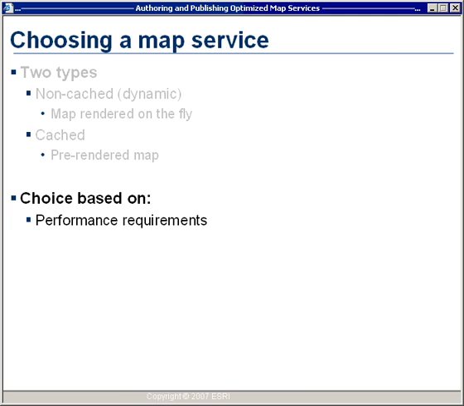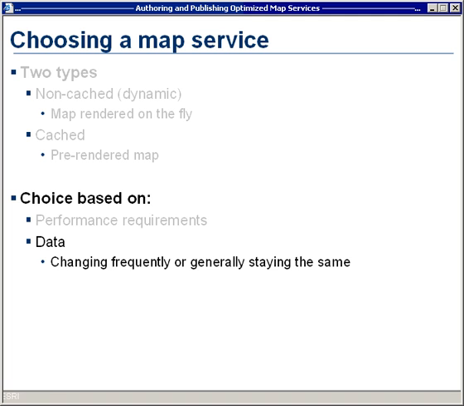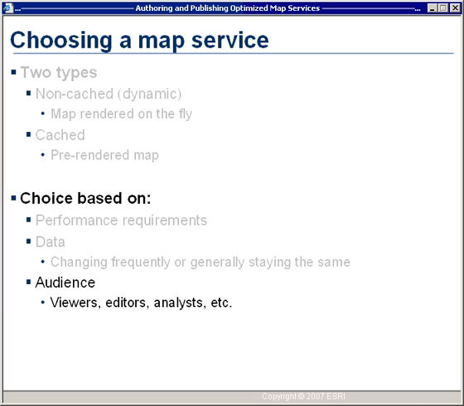The choice of service type is based primarily on performance. Cached map services will provide the best performance. Other factors in this decision include the nature of the data. Will it be changing frequently or generally staying the same? In addition, who is the intended audience? Will there simply be a group of map viewers, or will people be editing or performing analysis?